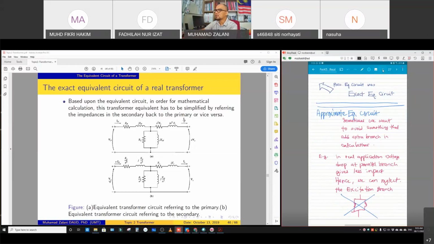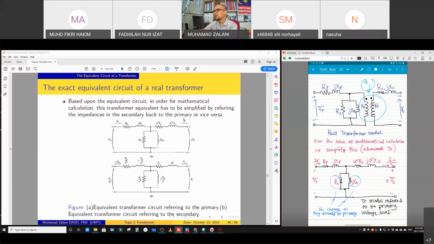So in the previous circuit, in these two circuits, actually this is the exact equivalent circuit. But in this case, in my handwritten lecture notes, I only draw the model that is referred to the primary voltage only. Actually, in your PDF slides here, as you can see, not only the model that is referring to the primary voltage, at the top one, but also the model that refers to the secondary voltage.